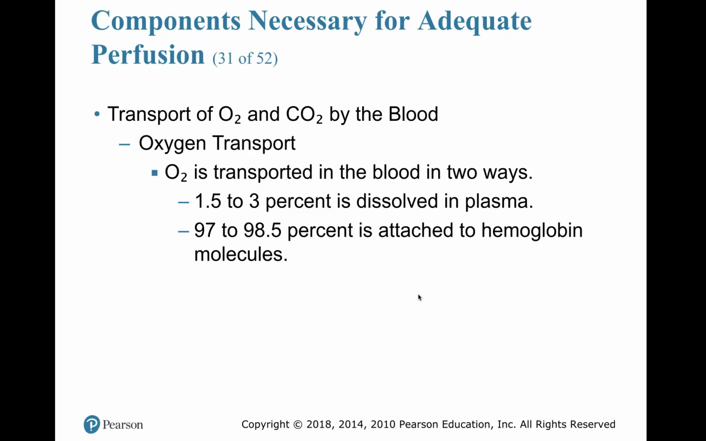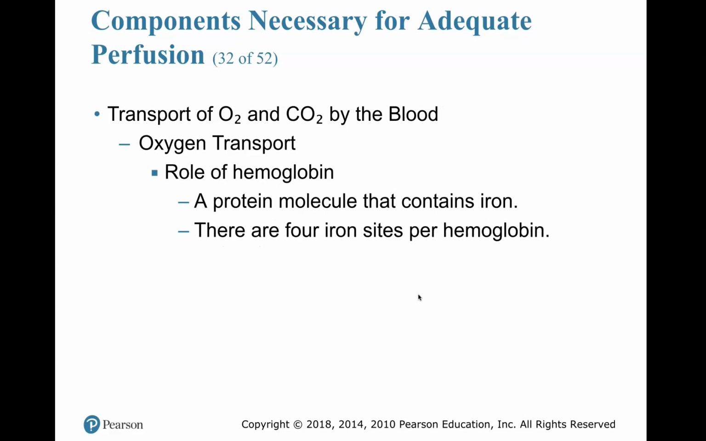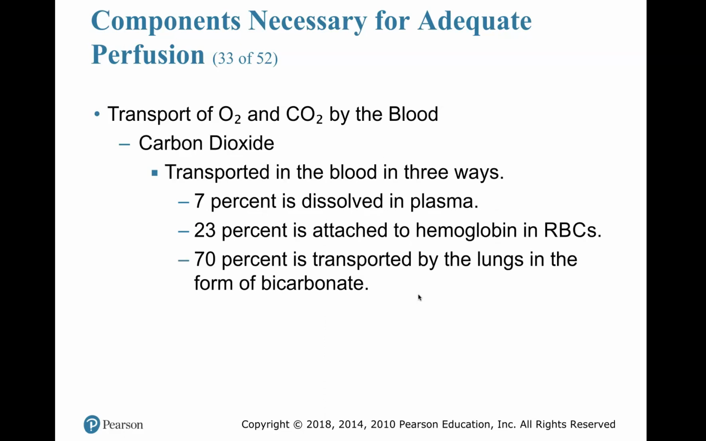Oxygen transport. O2 is transported in the blood in two ways. 1.5 to 3% is dissolved in plasma. 97 to 98.5% is attached to hemoglobin molecules. Hemoglobin is a protein molecule that contains iron. There are 4 iron sites per hemoglobin, so it will take on 4 oxygen molecules per hemoglobin.